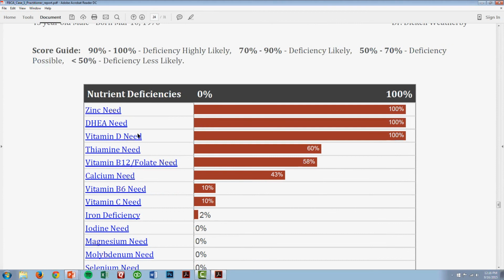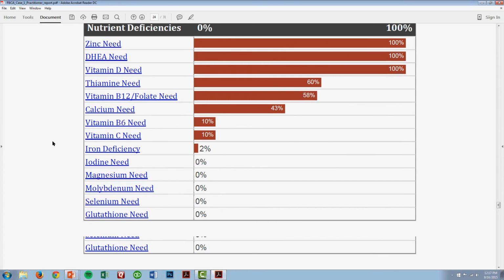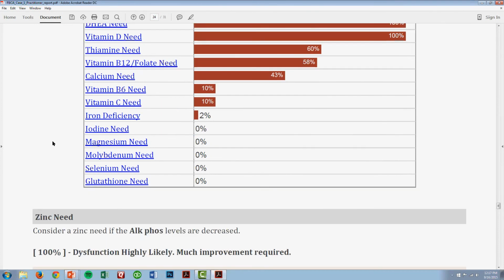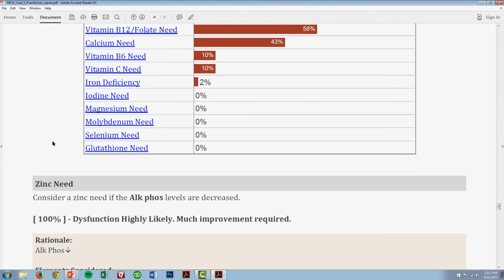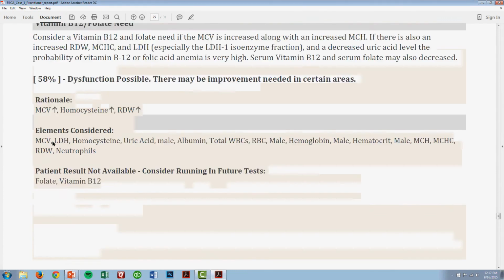And there's the nutrient deficiencies. There's a zinc need, a DHEA need, a vitamin D need, thiamine need. So this would be sort of a B complex, vitamin B12 and folate, 58%. We obviously didn't measure vitamin B12 or folate, but even without those there, that's a little bit too high. And so, doing some kind of B12 supplementation might not be a bad idea, especially as the guy's claiming that he has a lot of fatigue. So again, the rationale here.